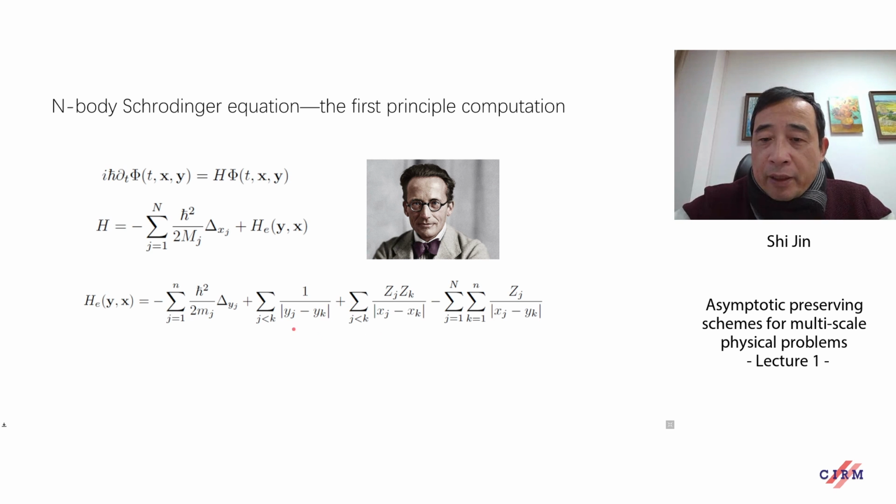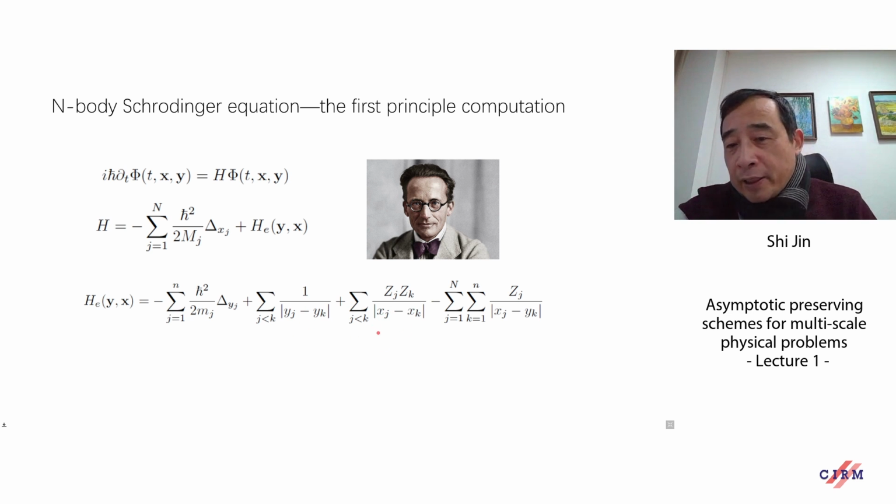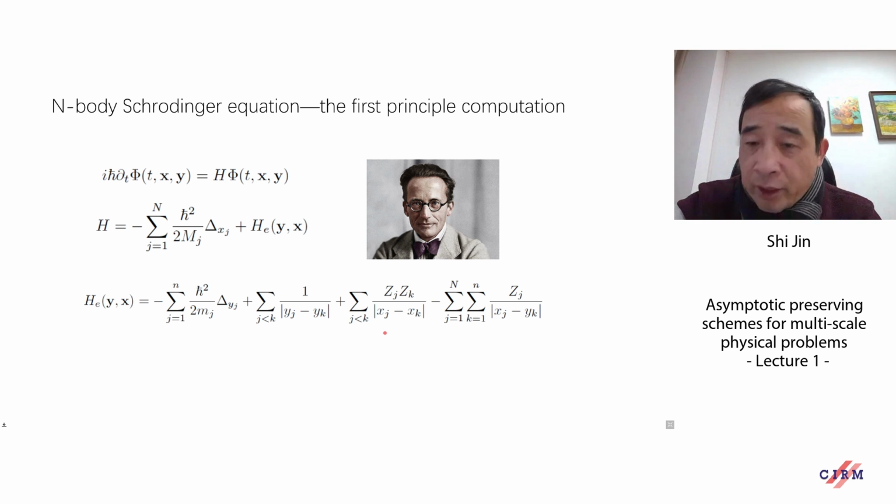And this is between the electrons, sorry, the y's are electrons. So these are the Coulomb interaction terms between the different nuclei. Okay, and here the Z's are the charges. And this is the interaction between electrons and nuclei. All right, so that's the entire Hamiltonian for this entire system. So this actually is a linear PDE. All right, mathematically it looks very simple. It's just a linear PDE.